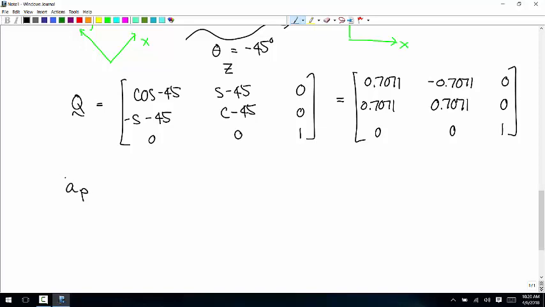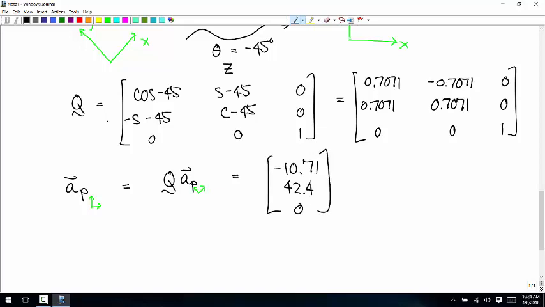So the acceleration of P in this coordinate system is equal to Q times the acceleration of P in this coordinate system, and you get negative 10.71, 42.40.